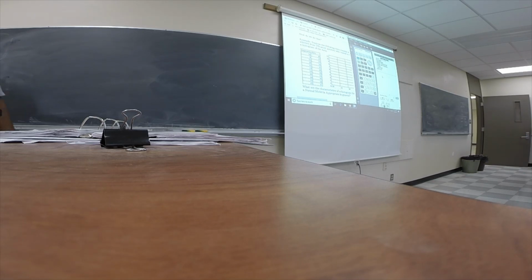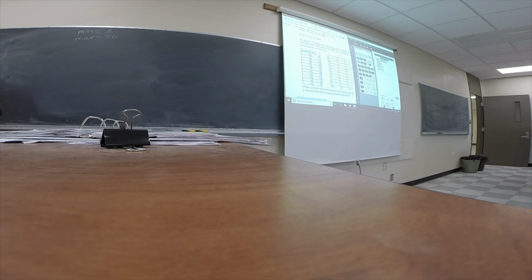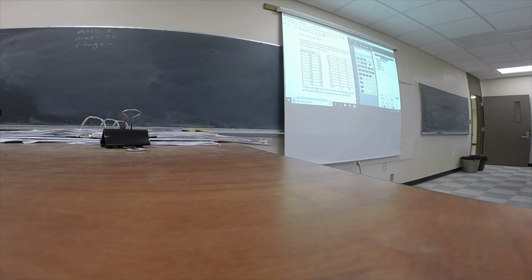Now, if we're doing a histogram, I need to know my min and I need to know my max. So my min here is 8, my max is 20. That means my range is, let's see, 20 minus 8 is going to be 12. All right. Now I have to decide how many bins I want.